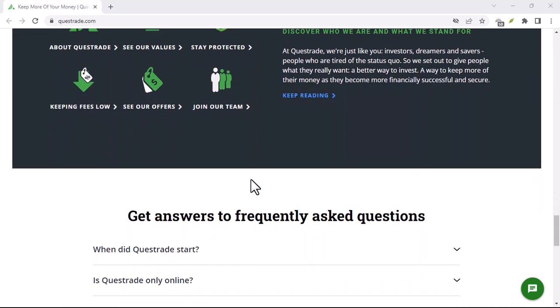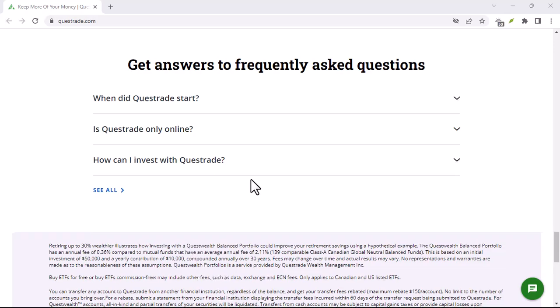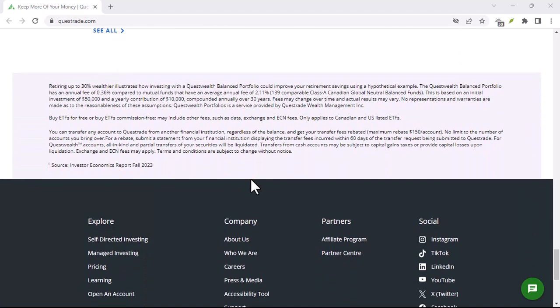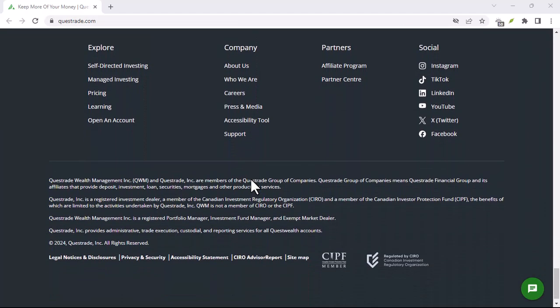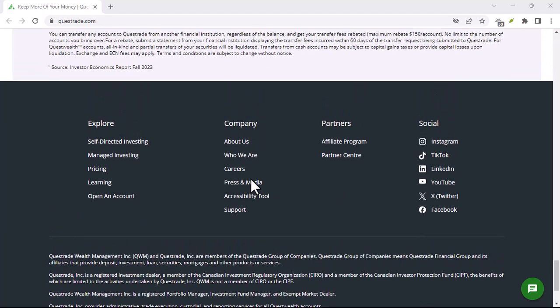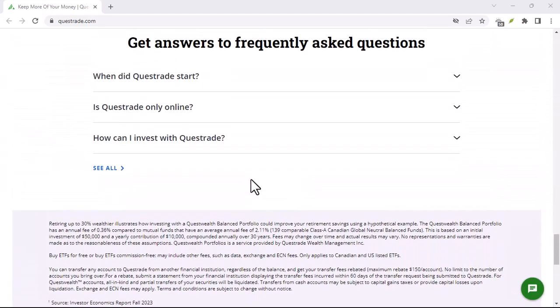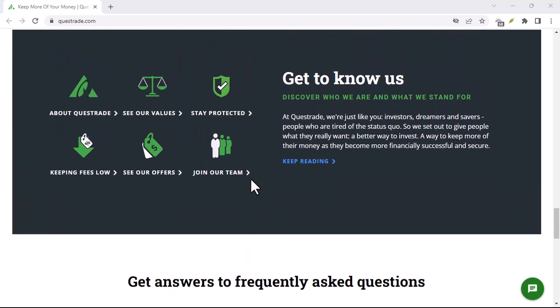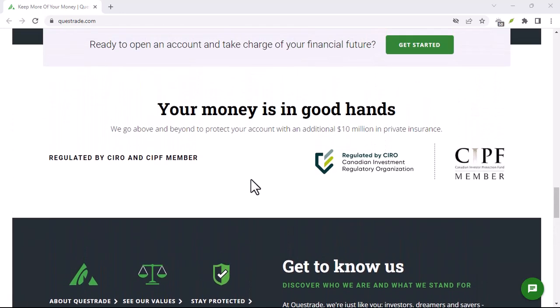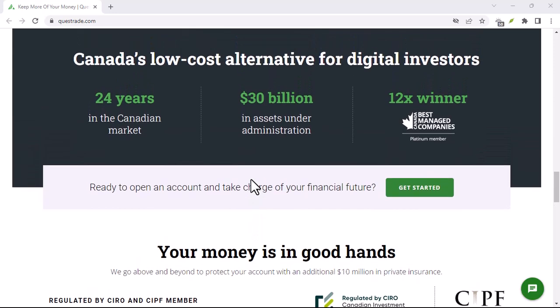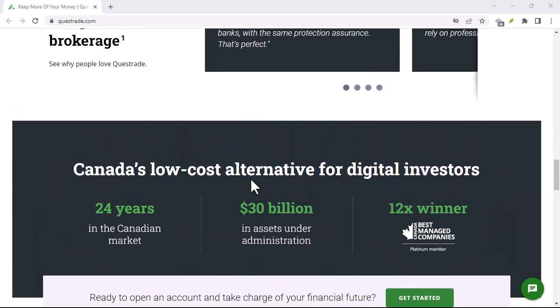Questrade is a discount brokerage firm that offers a wide range of investment products and services. They're known for their low fees and user-friendly platform. So, whether you're a beginner or a seasoned investor, Questrade has something to offer you. Now, let's get to the meat of this video, the different types of accounts you can open with Questrade.